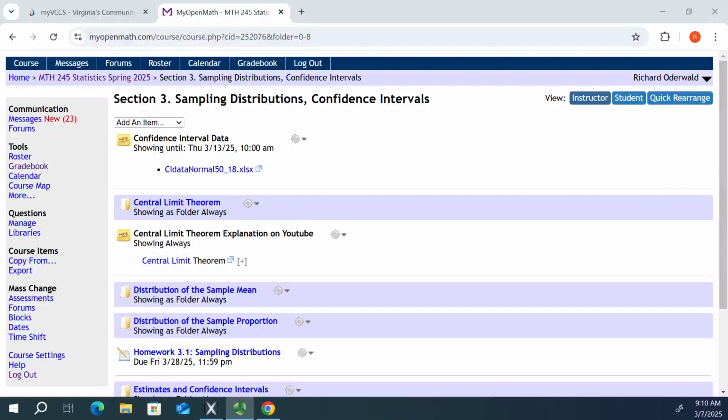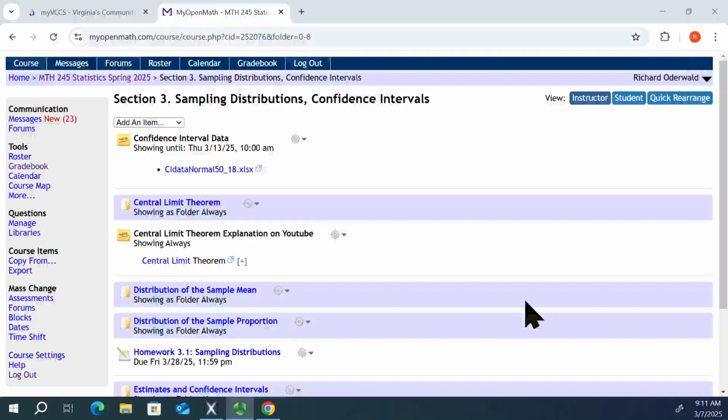There's a file in MyOpenMath. It's in sampling distributions and confidence intervals. It's that first one there, the CI. And we're going to make confidence intervals, and we're going to put them on the sheet.